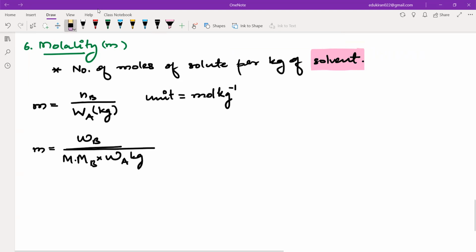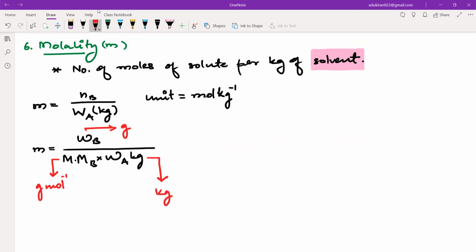You have to take special care here. You have to remember that this WB should be in terms of grams, this MB should be in terms of grams per mole, and this W should be in kg. The mass of solvent should be in kg. Please remember these points.